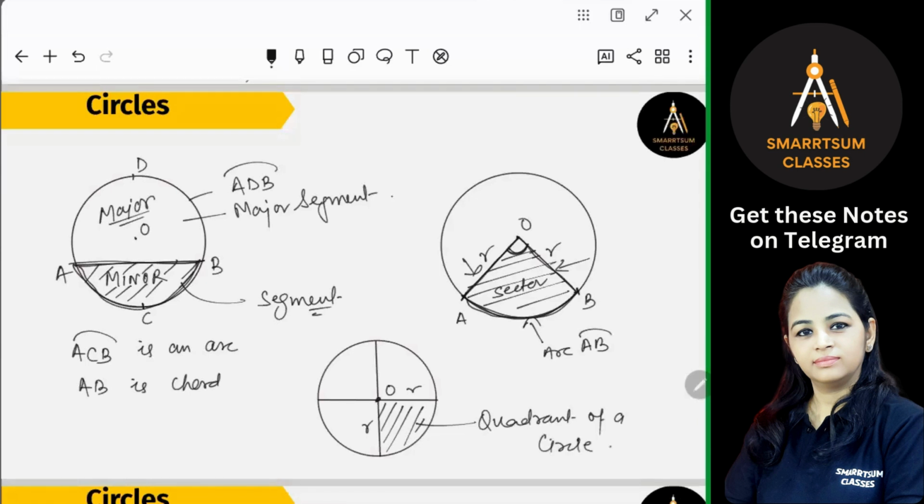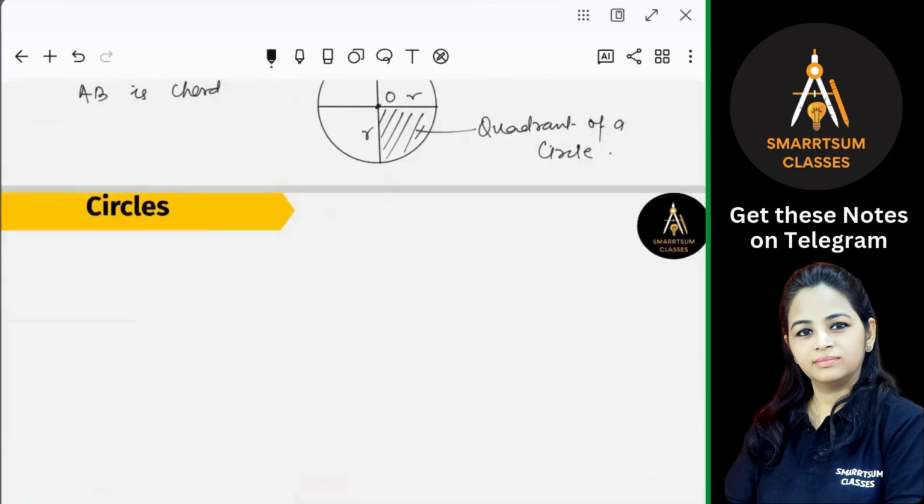A semicircle is when we divide the circle into 2 equal halves. If we divide a circle into 4 equal parts, then each of these parts is called a quadrant of the circle. Is that clear? Now, let's see what are congruent circles.